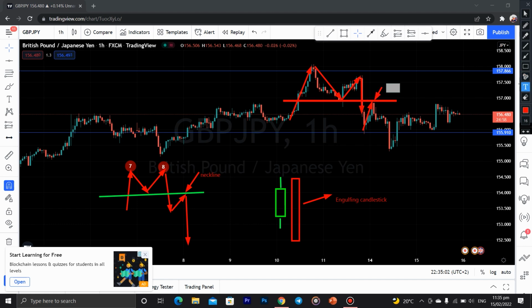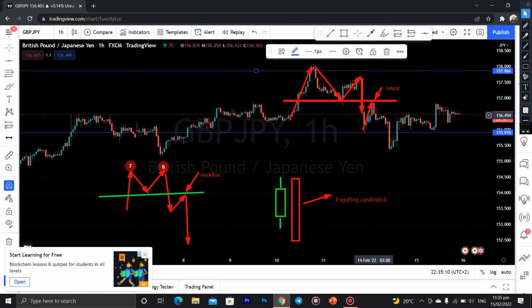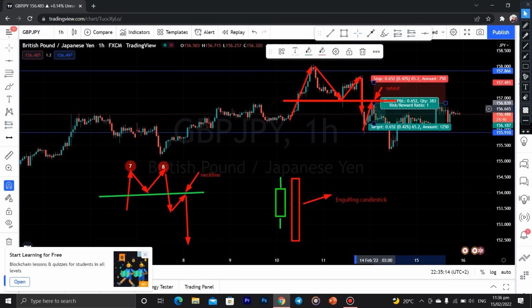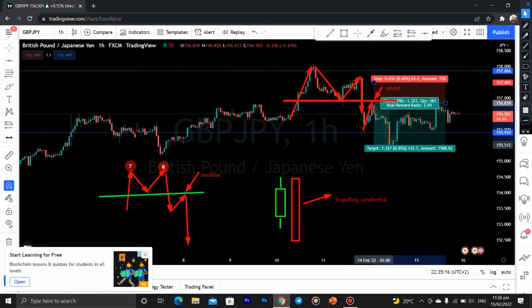This is our retest. Boom. And guess what, now this is why we take the sell trade. We take the trade at the retest. It gives us a very great risk to reward ratio, because we have a very small stop loss. I'm basically going to place my stop loss just above the retest.